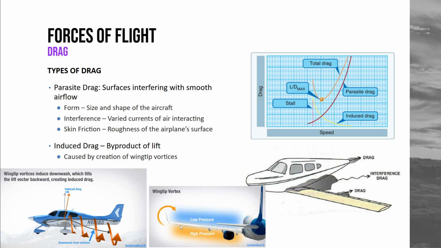These vortices will induce a downwash, which tilts the lift vector backward. So I can see in this picture in the bottom left, instead of my lift vector being completely vertical, these vortices will shift it aft. And so this horizontal component here, comparing that aft-shifted lift vector to the vertical lift vector, is induced drag.